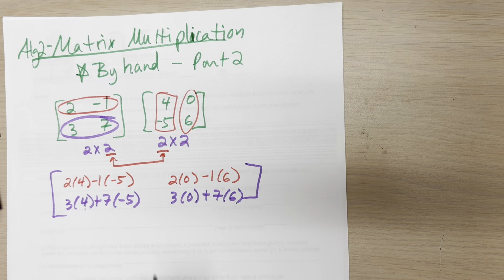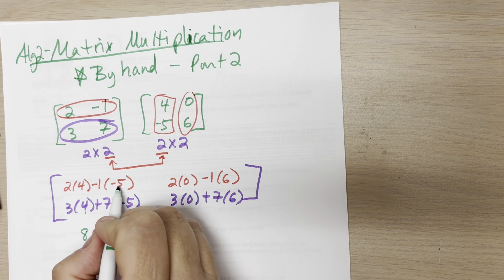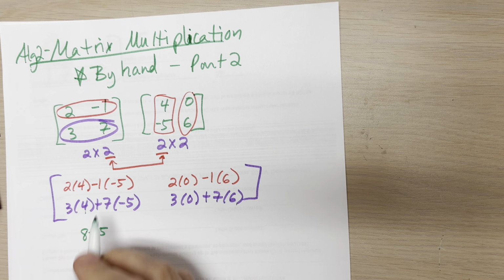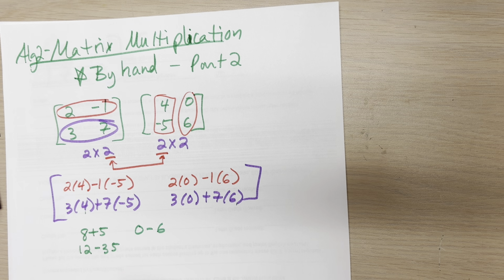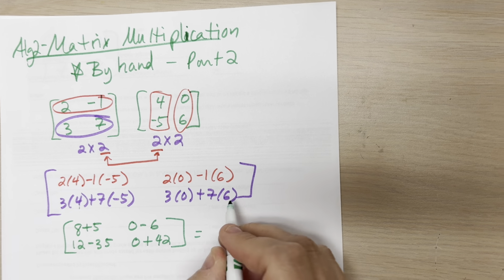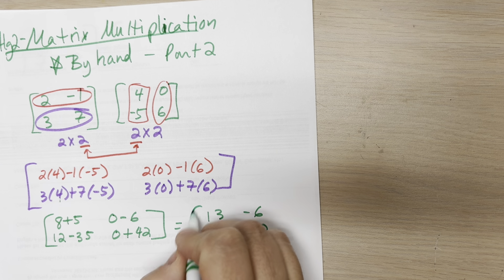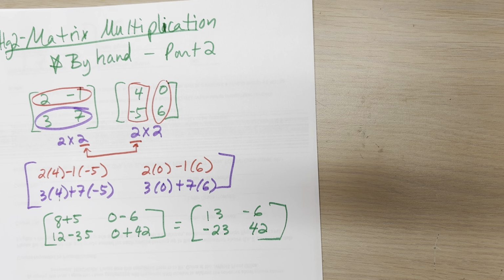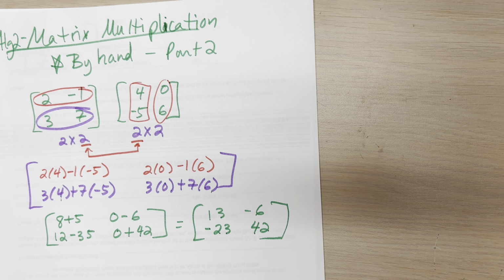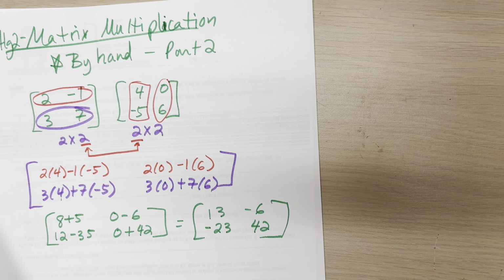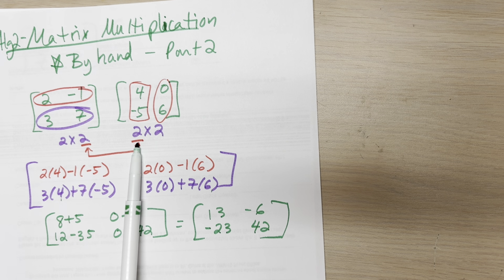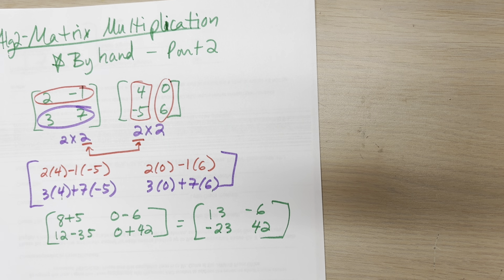Okay, so let's go ahead. 2 times 4 is 8, -1 times -5 is +5. 3 times 4 is 12, minus 35, 0 minus 6, 0 plus 42. And then we'll combine to get 13, -6, -23, and 42. All right, and there's your product. Not too bad, right? Okay, that was kind of bad, but hopefully it's not so awful. So when you're doing your multiplying row by column, you're gonna multiply it out and then add, okay?